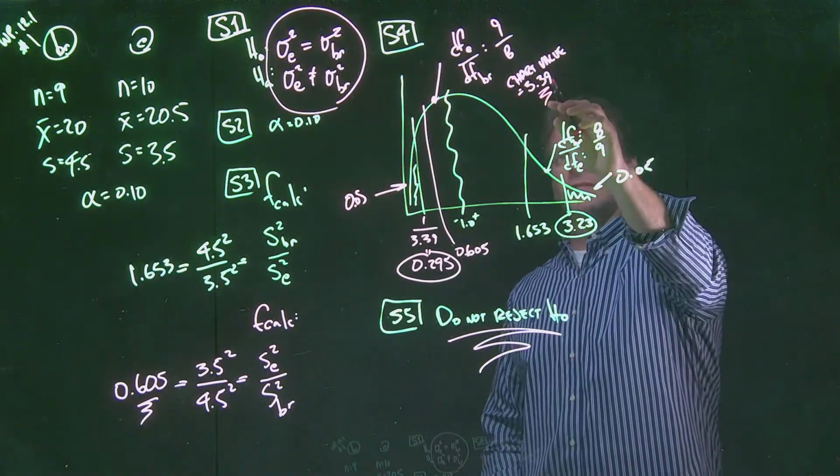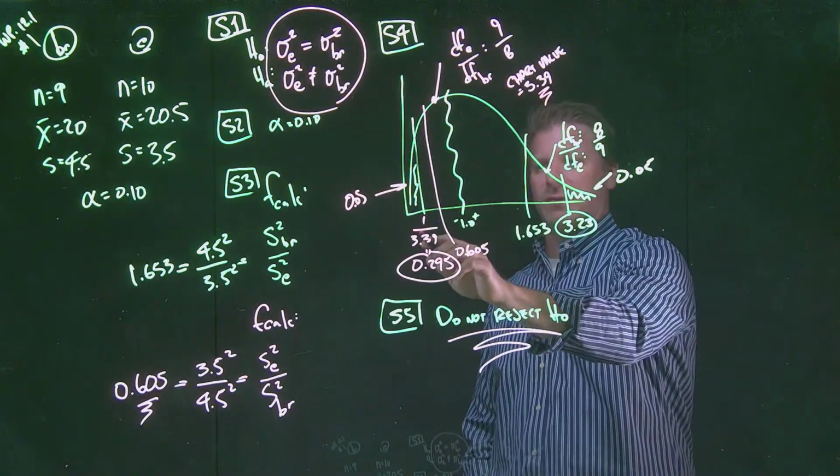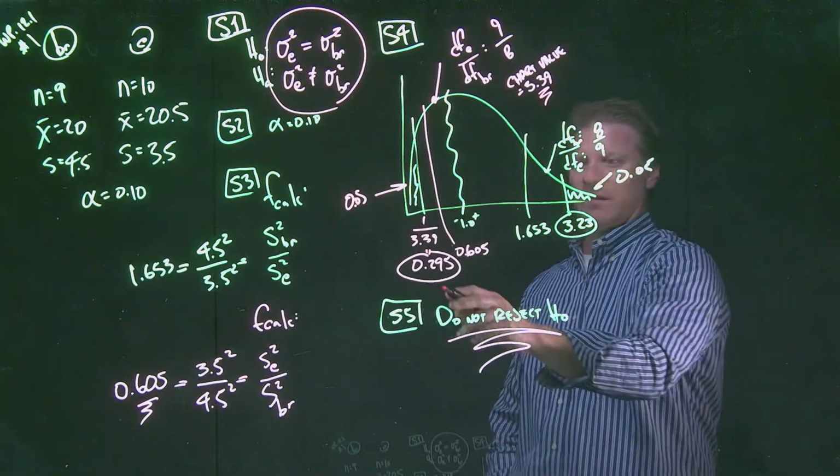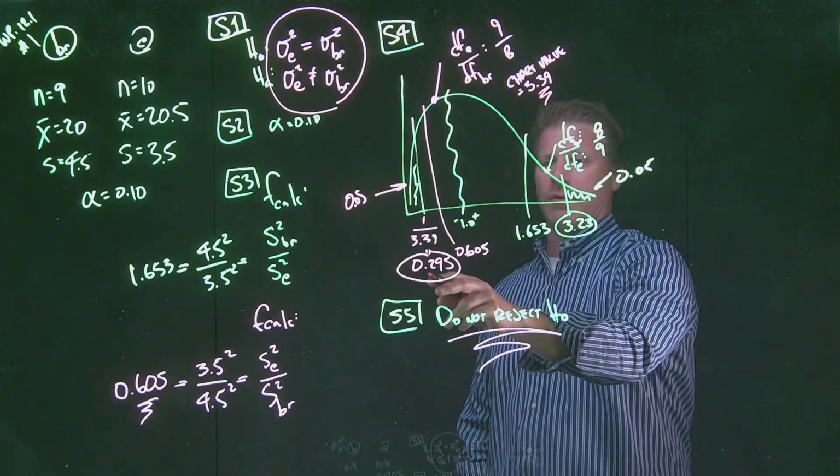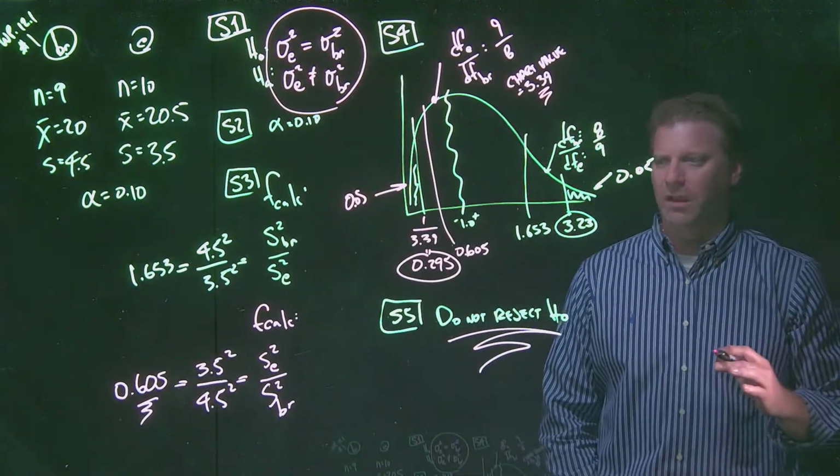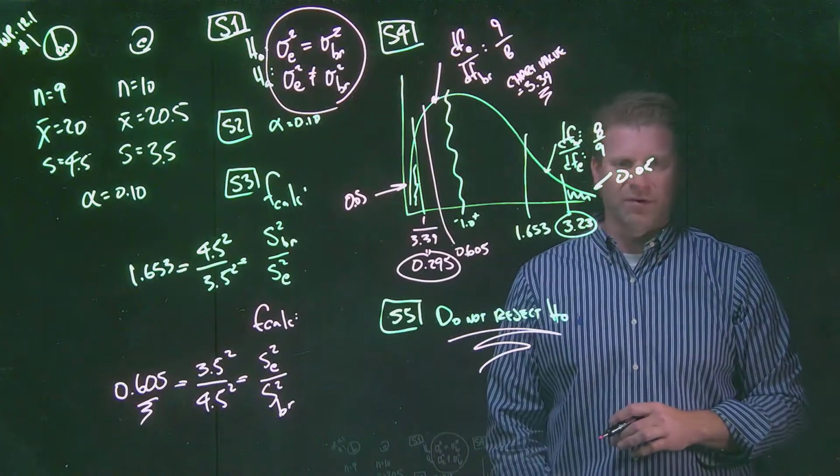Now that does not represent our critical value yet. What we have to do is find the reciprocal of that number. Therefore, we end up around 0.295. It's like 4 and change, but 0.295 as our critical value.